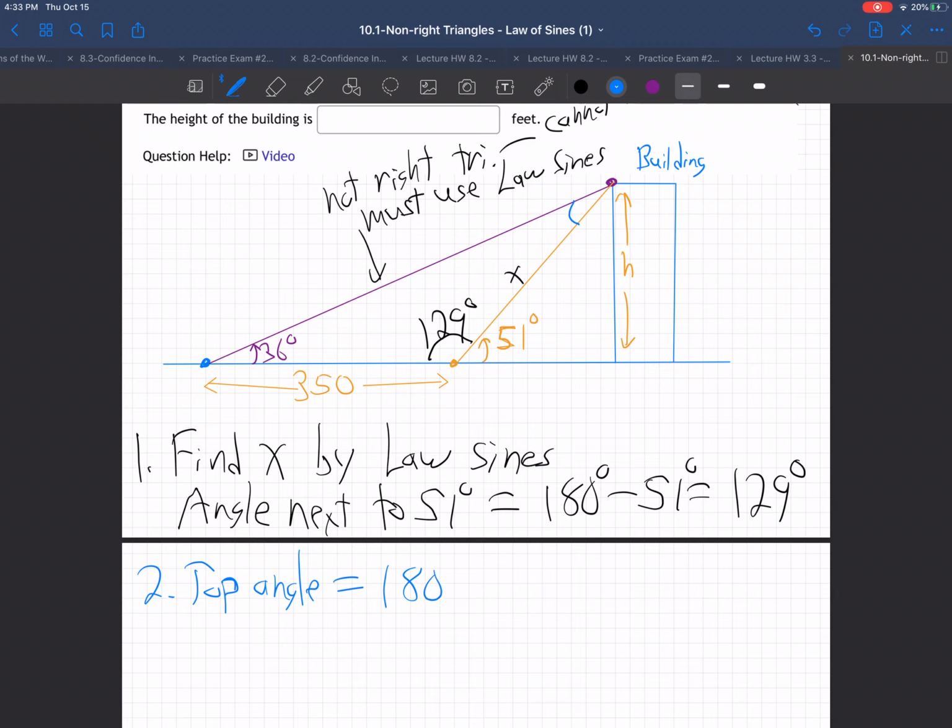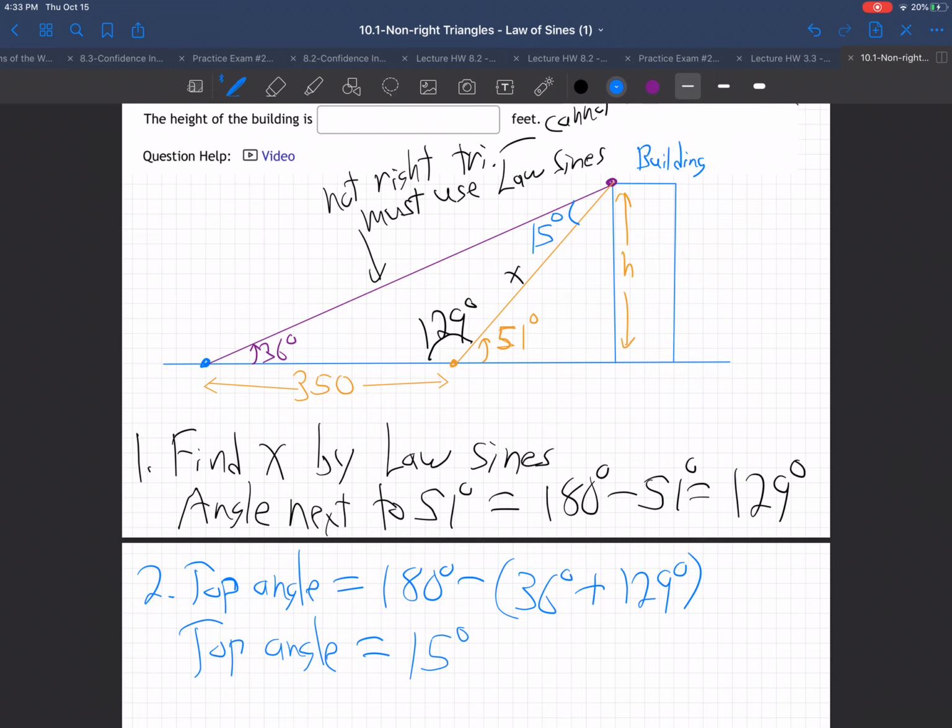Top angle must be 180 minus the other two added up. So we have that top angle must equal whatever that is. Let me do it on my calculator: 180 minus the 36 and the 129. So that's 15 degrees. So that top angle here must be 15 degrees, because now the triangle holds 180.